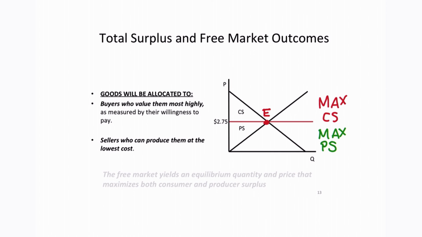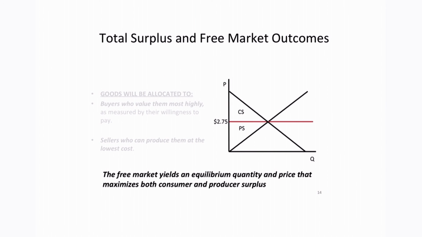So therefore, we argue that once we reach the free market outcomes and reach our equilibrium point, we have the most efficient allocation of resources, the maximum level of consumer surplus, the maximum level of producer surplus, and this is the optimal outcome for all economic agents interacting in this market.